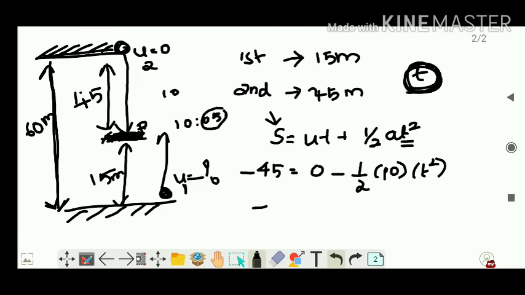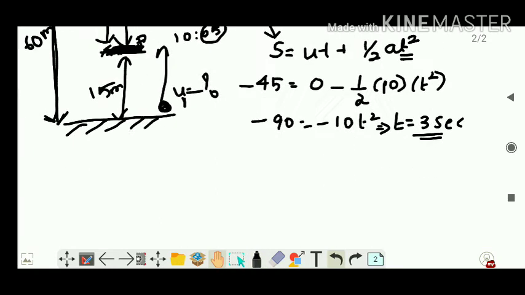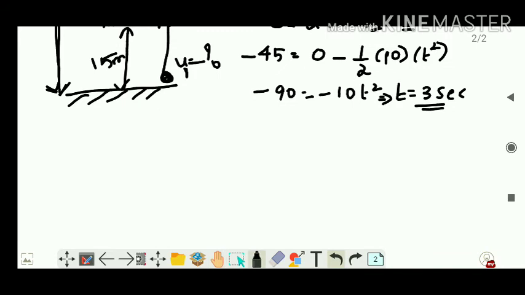So you will get minus 90 is equal to minus 10 t square, or t is equal to 3 seconds. So 3 seconds after the ball is released, both of the balls are released, they meet. Clear? This much clear, easy, right? So I'm taking this portion very slowly because this is the first question. Then we'll jump. Right, so that means the first ball has also traveled for only 3 seconds.